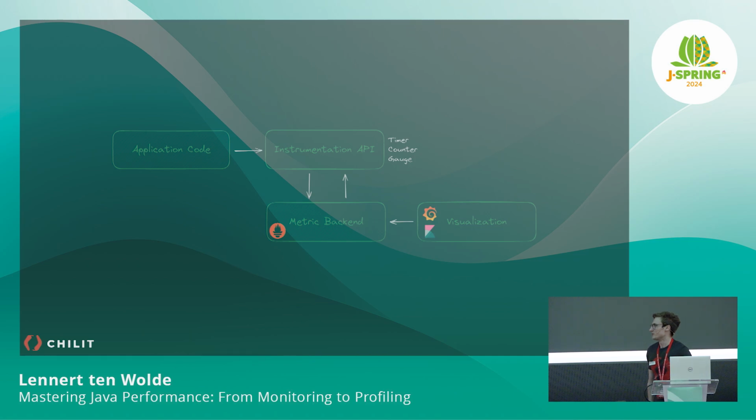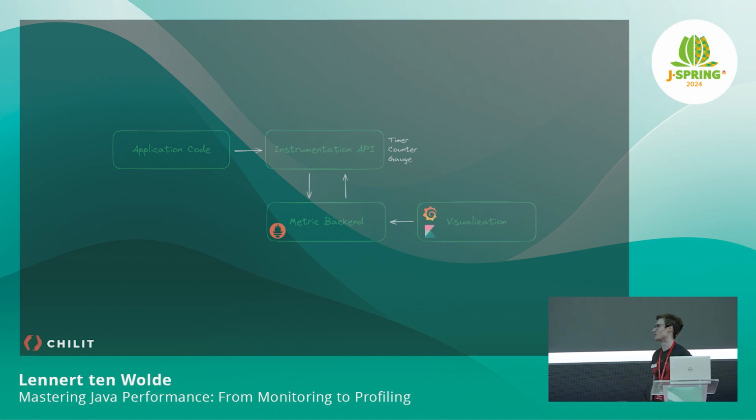So to get metrics working, typically your application code will use some type of instrumentation API, which abstracts some of these concepts, right? You will typically have, like, Micrometer, which is, I think, the default in modern Spring, which uses Dropwizard under the hood. But it really depends on what framework you use.